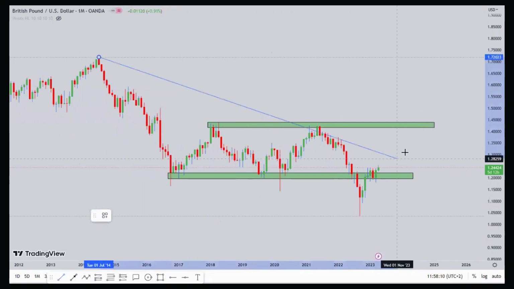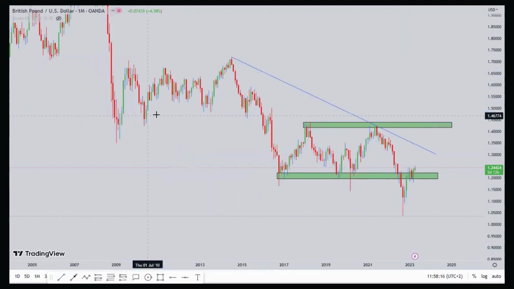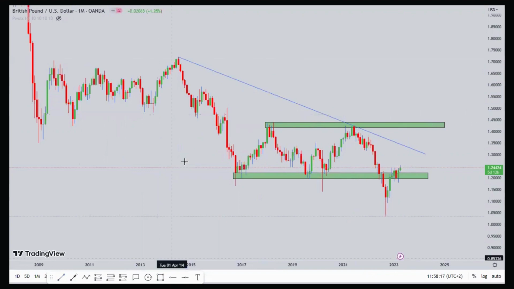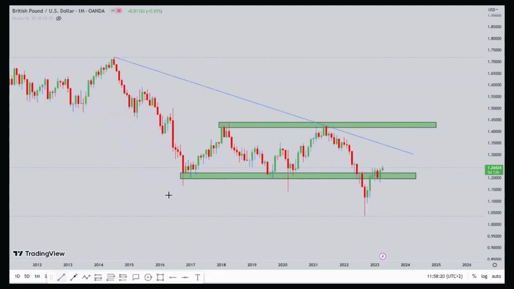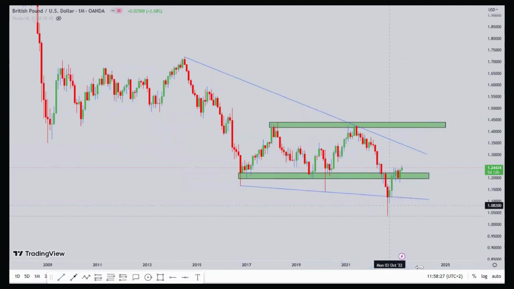So here we can draw this trend line. And then also we can draw the below trend line, which we can just put to be something like this. Even though the market went all the way up below there before it came back up, let's just leave it as it is. So this is what we have on the monthly.